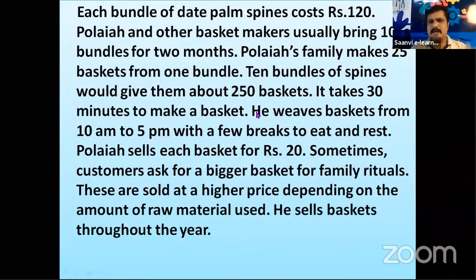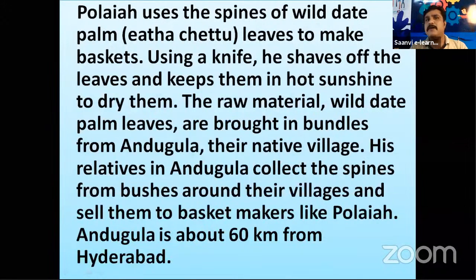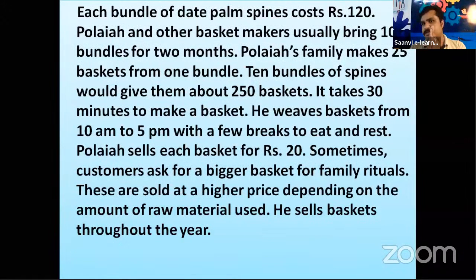Now, the cost. Each bundle of date palm spines costs 120 rupees. Polaya and other basket makers usually bring 10 bundles for 2 months. So each bundle is 120 rupees, and the 10 bundles he purchases are enough for 2 months. Polaya's family makes 25 baskets from one bundle. With one bundle of palm spines, they can make 25 baskets. 10 bundles of spines would give them about 250 baskets.